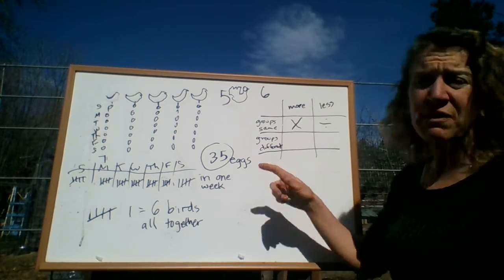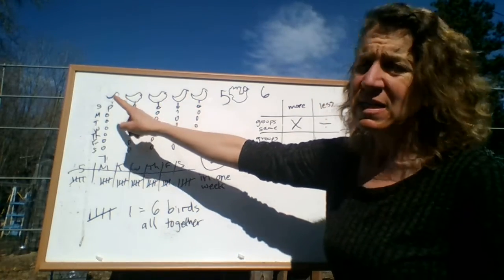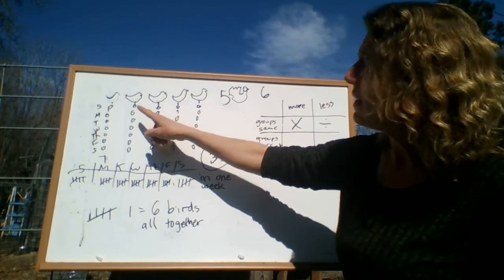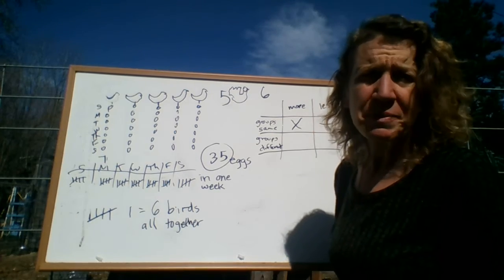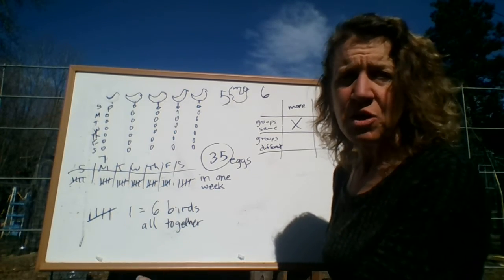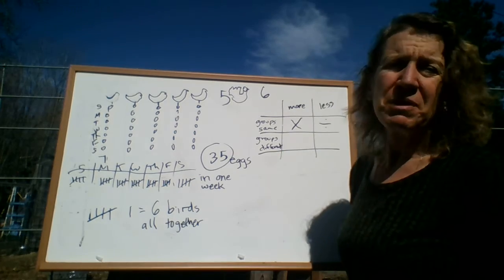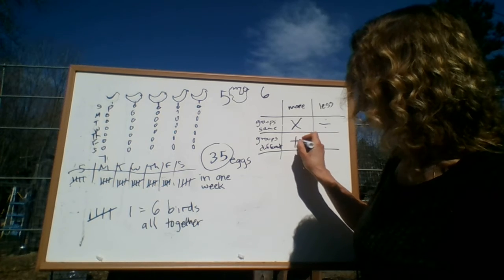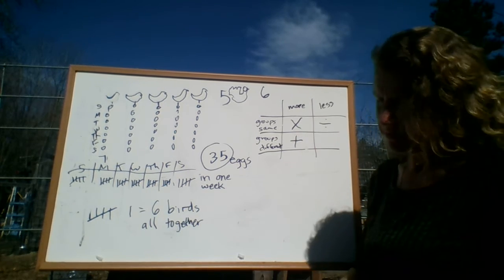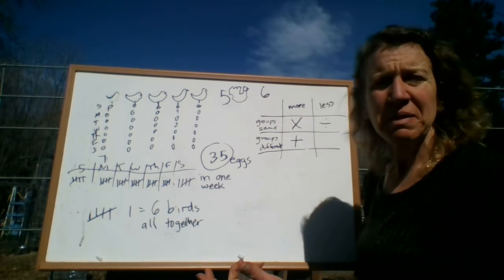Now, if the groups are different, for instance, if I said this chicken lays 3 eggs a week, and this one lays 2 eggs, this one lays 8 eggs, we wouldn't be able to multiply. Multiplication is repeated addition when the groups are the same. If the groups are different, but the answer is going to need to be more, then we would add them together. That's when we use addition.